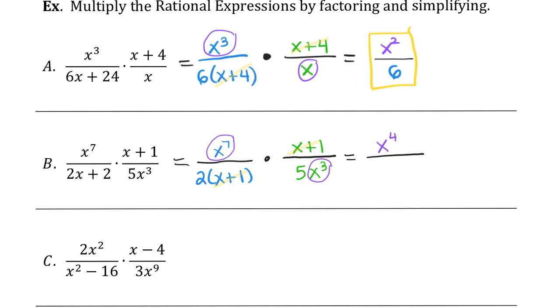Now what's left? On the bottom, what do I still have? I still have the 2 and the 5. Since this is multiplication, I'm going to do 2 times 5, and now I end up with a 10 in my denominator. And that's my simplified answer.